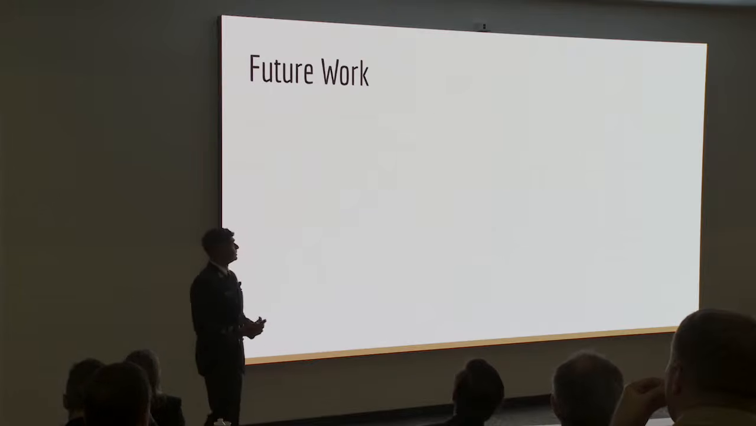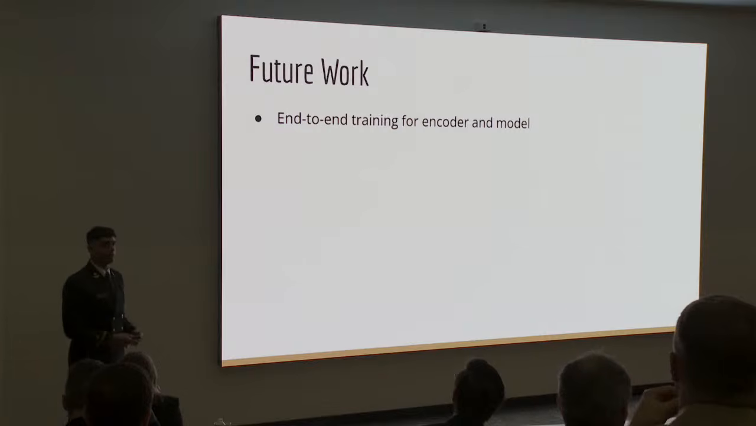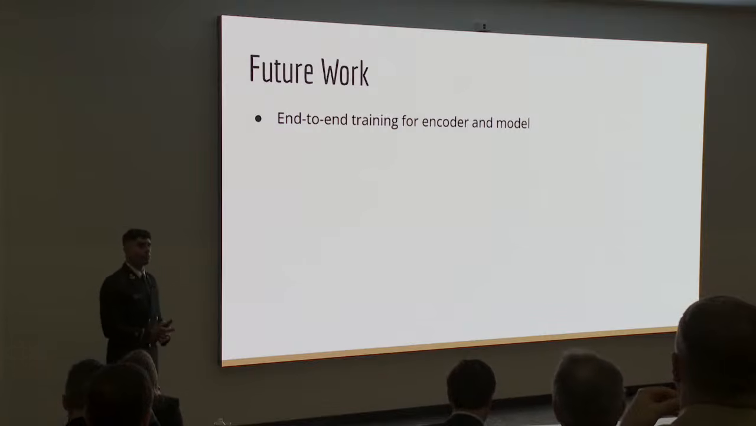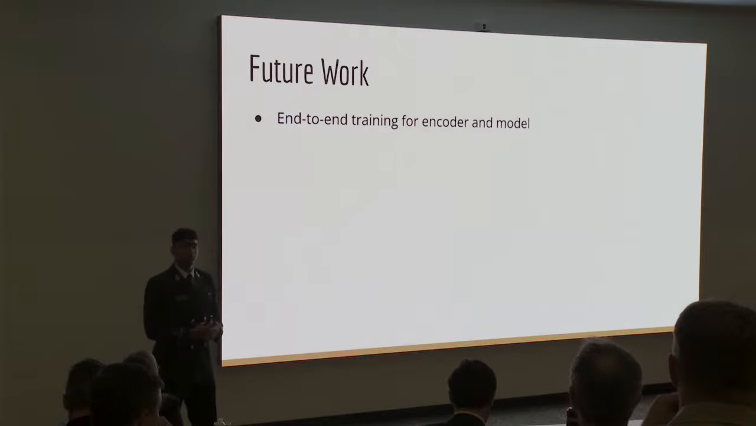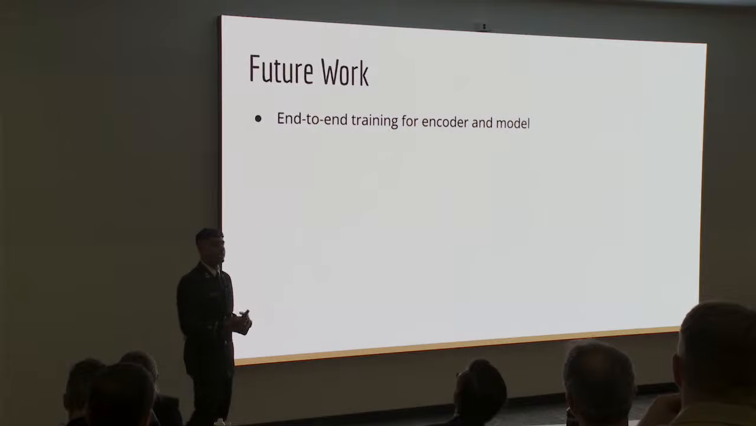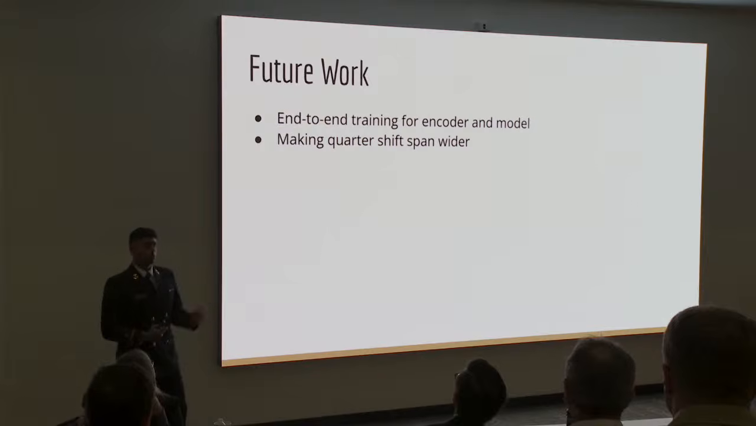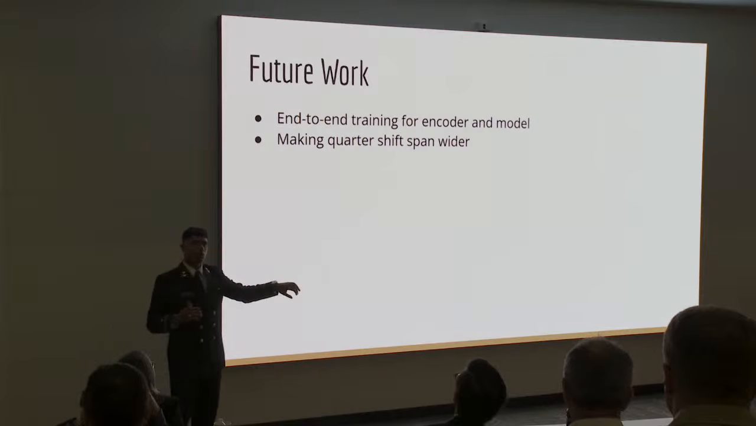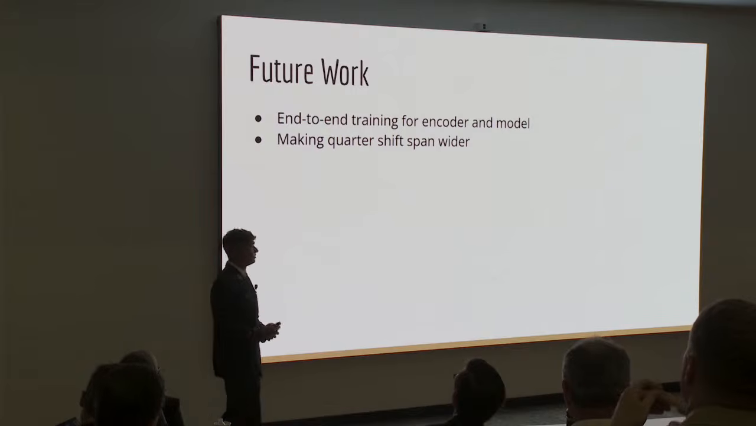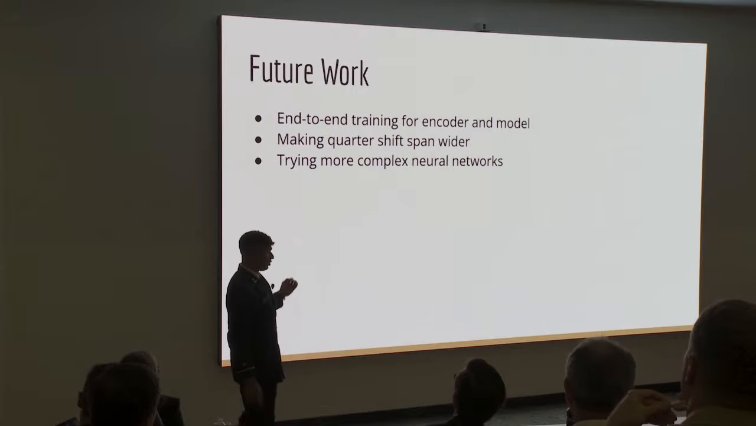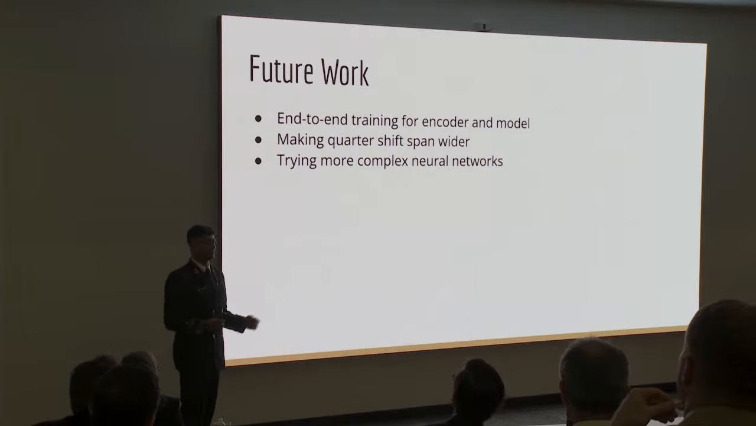And now future work that we have for this. First is to have end-to-end training for the encoder and the model. Basically that problem we had with the text encoder where it wasn't able to see the difference between down and up. If we use end-to-end training, we can sort of train that model to get better at that and then be able to identify that difference. We also thought about making the quarter shift span wider. Instead of just looking 4 quarters behind, 4 quarters ahead, and everything in between, maybe doing 8 quarters instead. Also try more complex neural networks. I don't want to say it's the fix-all, but it does fix a lot of problems.